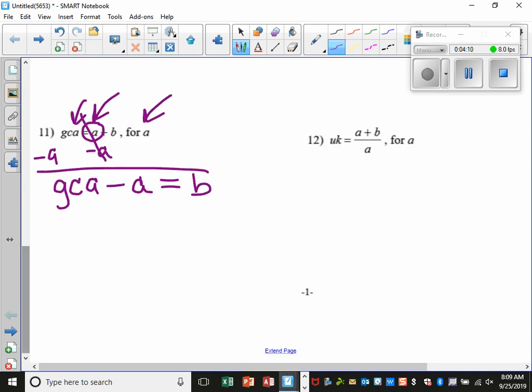So these are very important. So what do you do if you have an A in both terms? Some kind of way you have to isolate it, right? So what we're going to do is simply factor out the A. That means put the A on the outside, take it out. Remember how in some of our warm-ups we've been finding the greatest common factor? That's what you would have to do in that case where you have the same variable that you need to get by itself. So we're going to factor this out, and I'll be left with GC minus 1.